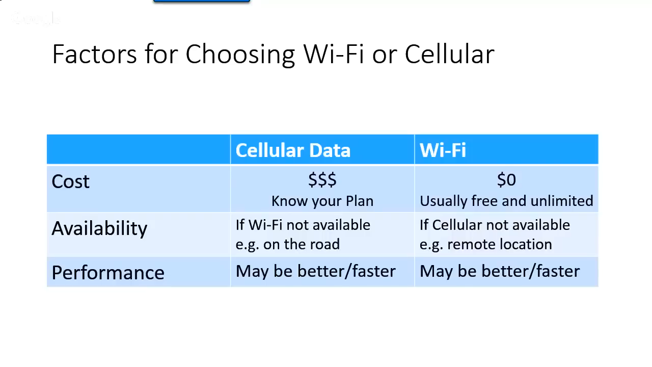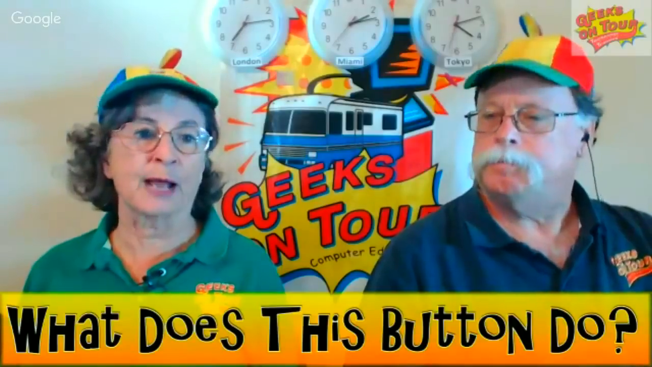The second thing is availability. With Wi-Fi, there might not be a Wi-Fi hotspot anywhere near you. If you can connect to a cell tower, then that's your only way to go, and vice versa. Sometimes there is no cell tower for your company within range, and you can find a Wi-Fi hotspot somewhere. So cost and availability are the two absolute factors.